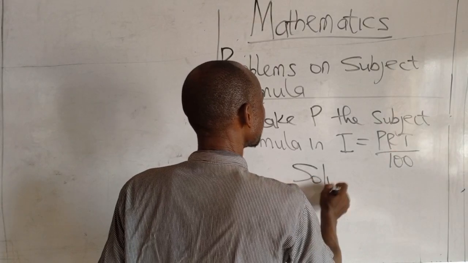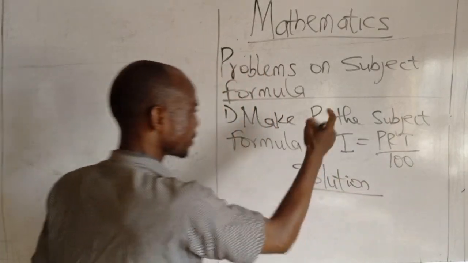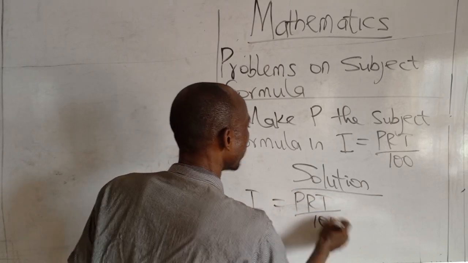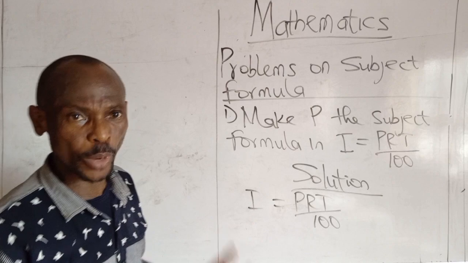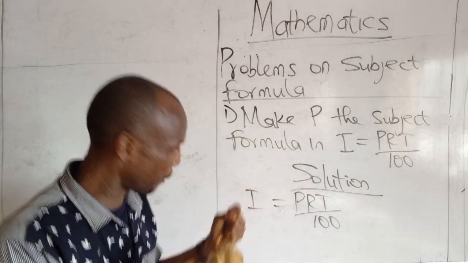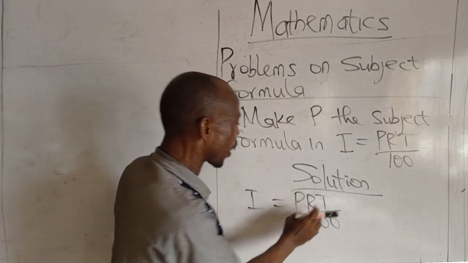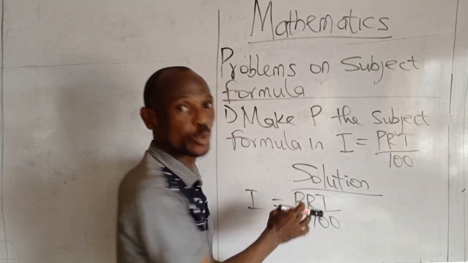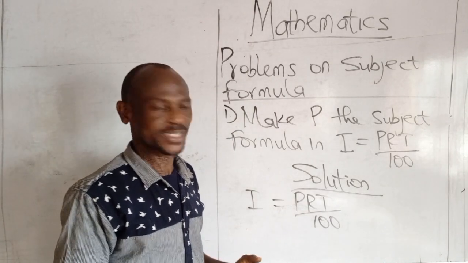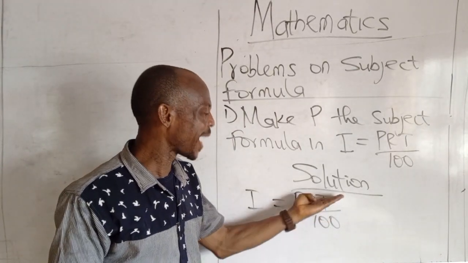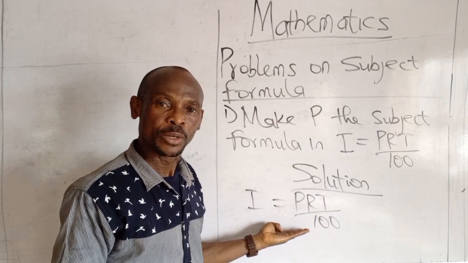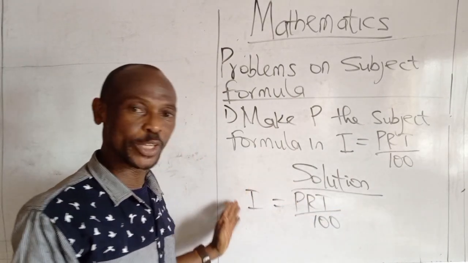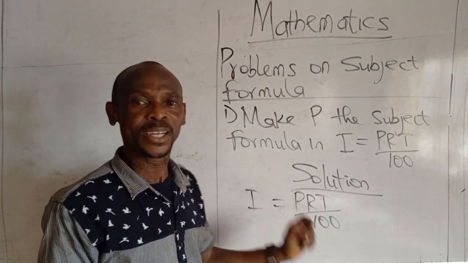Now let's look at the solution. First, bring out the formula. I is equal to PRT all over 100. So what do we do? First, because we want to make P the subject, it means we are going to pull every other value, letters and value from P, so that P will stand alone. First, our 100 is dividing the values on top. From our principle, we say when a value is dividing, to move it to the other side of the equation, we multiply both sides by that value.